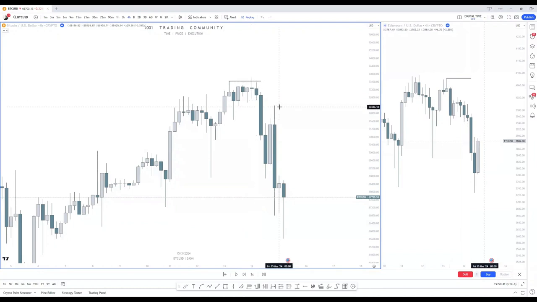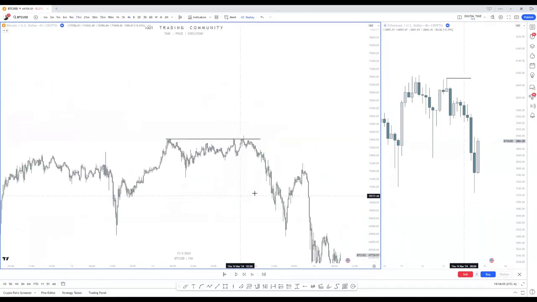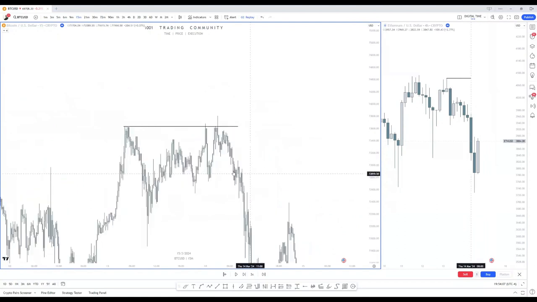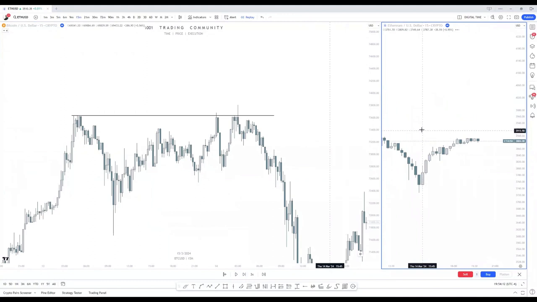Okay? But notice the 4-hour candle right here. Notice it closed beneath the high and it could not close above it. Then what happened at that time was there was an SMT. When that SMT occurs, you're going to observe the timing of it, and then you're going to observe what price is doing thereafter. So let's go to the 15-minute chart on both.